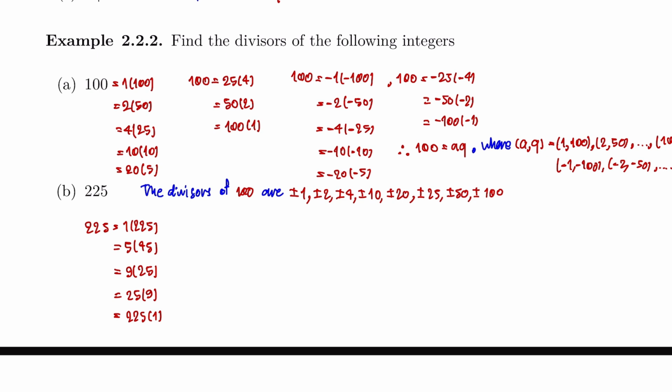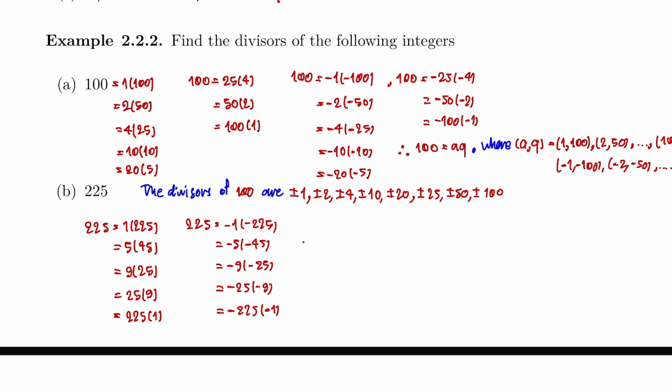And then you may have negative numbers like this: minus 5, minus 45, minus 9, minus 25, minus 25, minus 9, minus 225, minus 1. That's what we have. This is how to use divisibility.